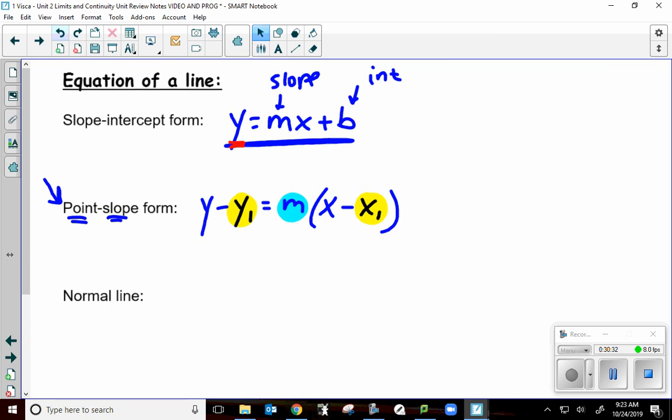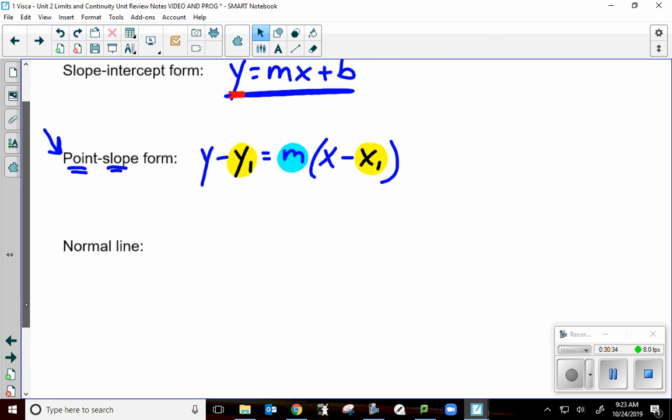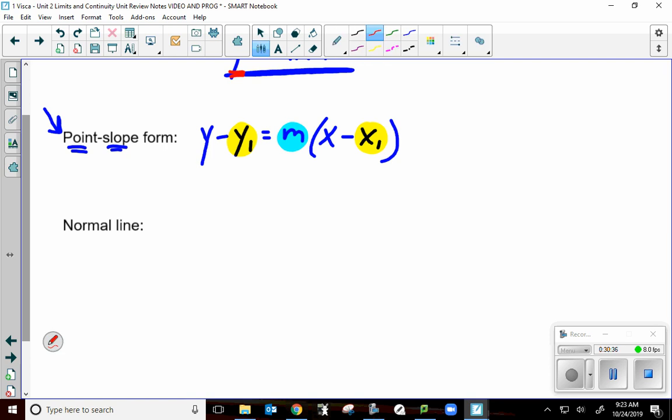Okay? Now, what's a normal line? They'll tell you to come up with the equation of a tangent line. Okay, let's say this will give you the equation of the tangent line. I don't know if you remember a normal line from geometry. The slope of my tangent line, okay, I can come up with the slope of my normal line, okay?